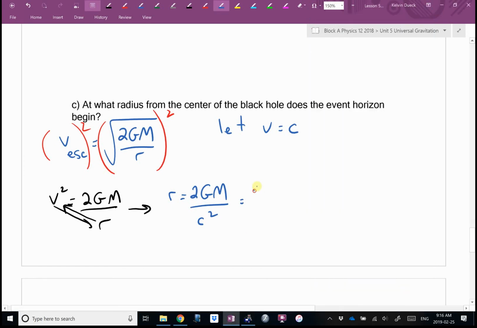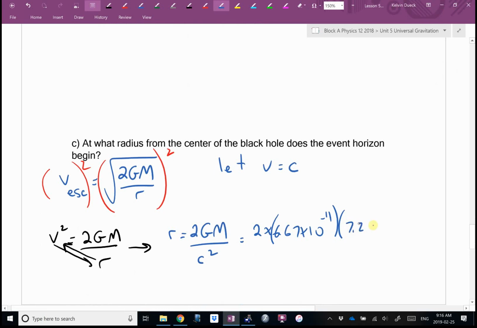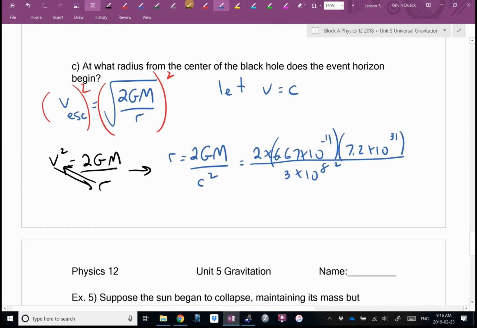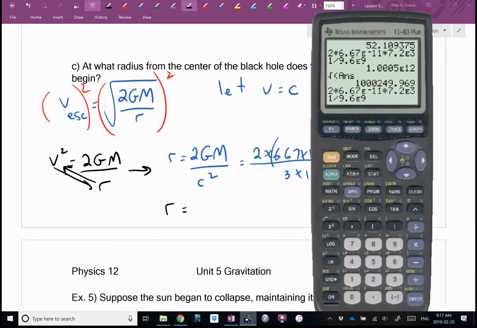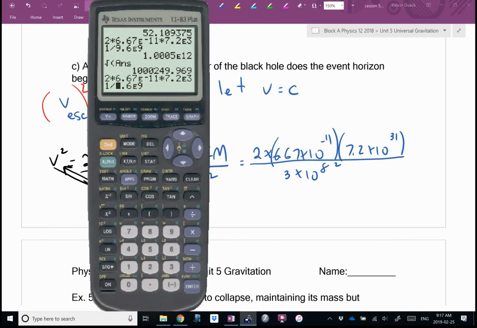It's going to be 2 times 6.67 times 10 to the negative 11. What was the mass of this black hole? 7.2 times 10 to the 31. And the speed, 3 times 10 to the 8th squared. I can bring some of this back. Oh, this is nice. Yeah, 2 times that times that. I just need to divide this by 3.0 times 10 to the 8th squared.